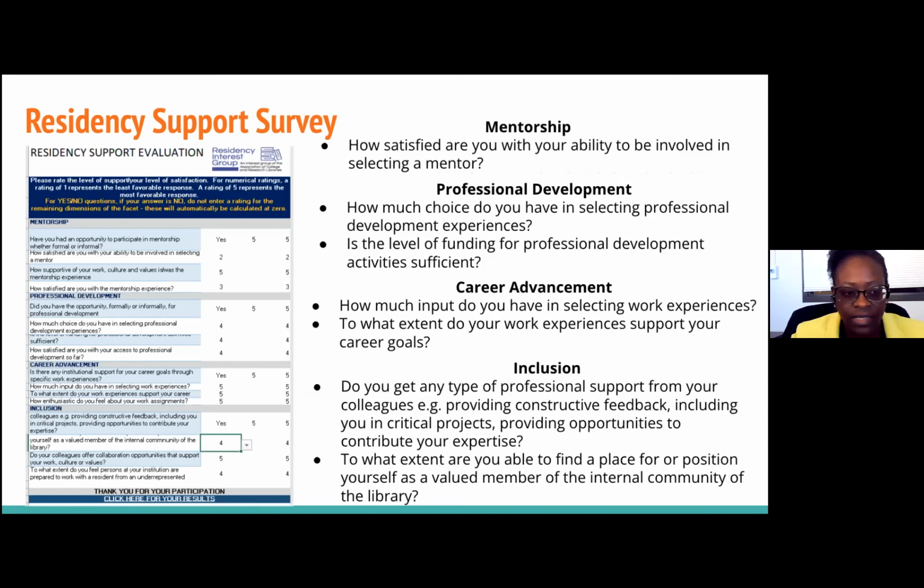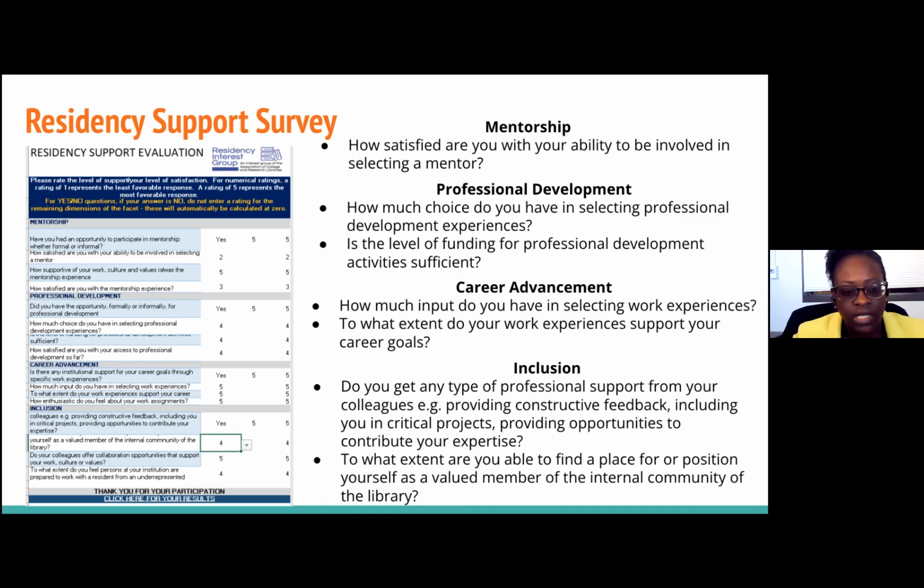Thank you, Maya. So as Maya mentioned, the literature indicates that the primary factors that create a supportive environment for resident librarians are mentorship, agency in selecting work experiences that support their career goals, professional development opportunities, and inclusion as a contributing member of the library's internal community. Therefore, these 4 factors make up the survey headings, which are mentorship, professional development, career advancement, and inclusion.